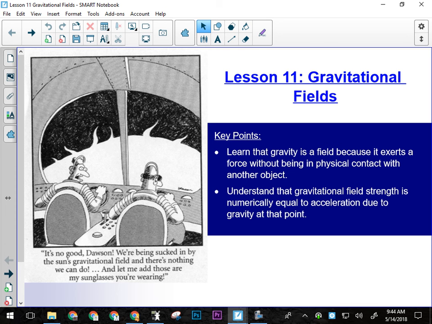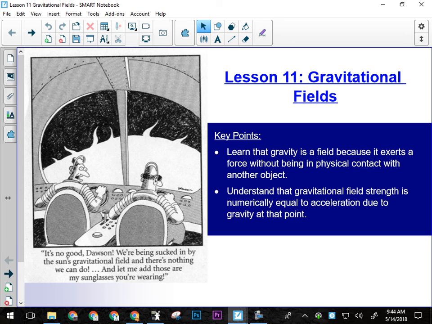Okay, so the thing we need to know about gravity is that it is a field force. Field forces are forces that can exert their influence without being in physical contact with the object that they are interacting with. Other field forces would be electricity and magnetism. A piece of metal does not need to be touching a magnet in order to be attracted to it. An electron doesn't need to be physically connected to something positive like a proton in order to be attracted to it. They are field forces.